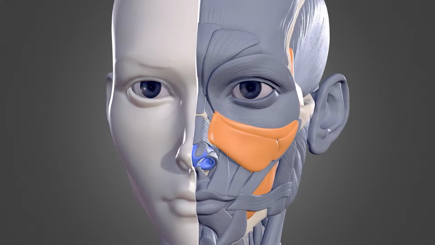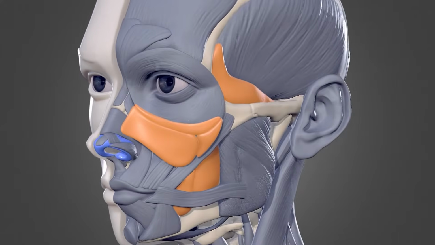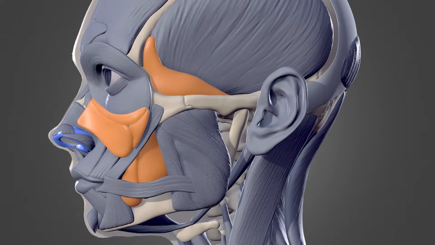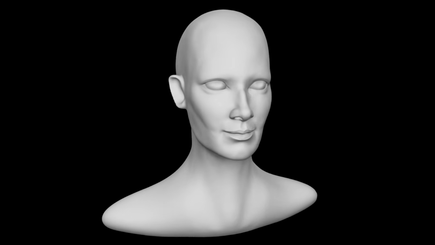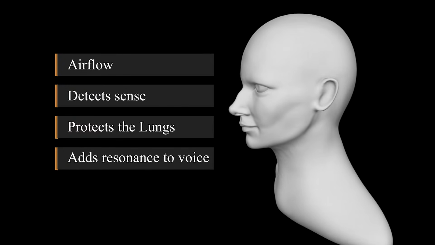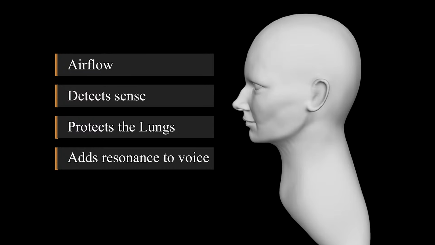Finally, understanding the anatomy of the nose gives us a deeper appreciation of how this small but powerful organ contributes to our daily lives. It is far more than a facial feature. It is a carefully designed system that manages airflow, detects scents, protects the lungs, and adds resonance to our voice.